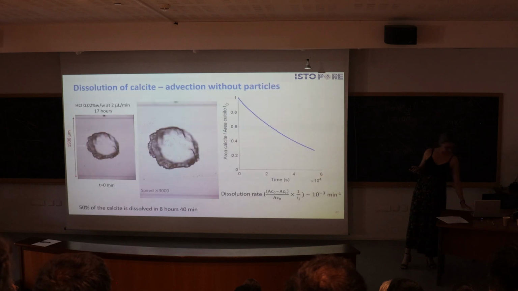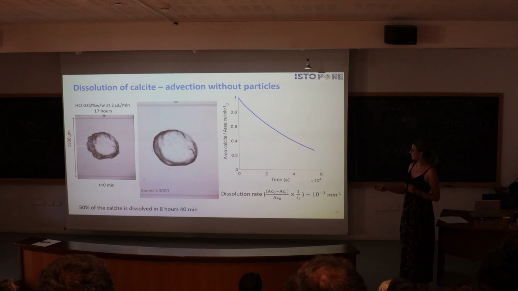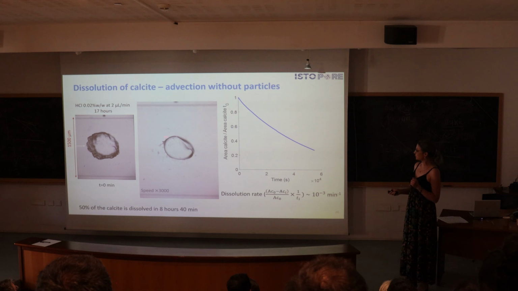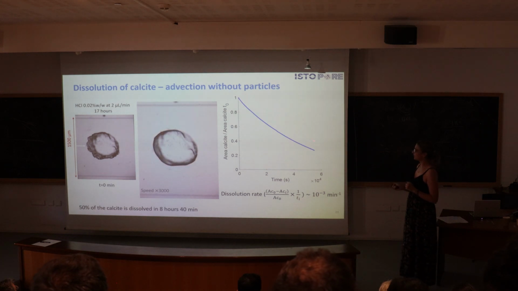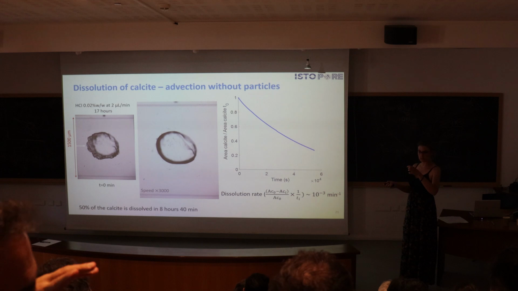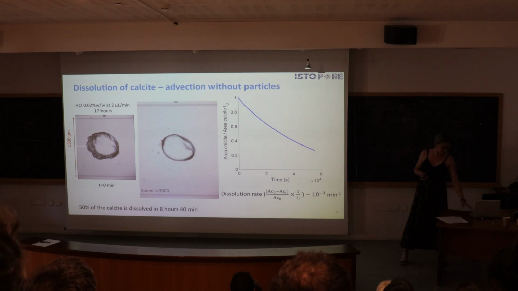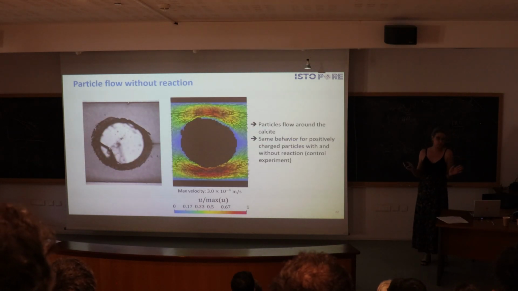So first what I'm showing is the case where we have no colloids, so just the dissolution of the calcite with time. We always use the same concentration of acid and always the same flow rate. If we have no colloids, this is the dissolution of the calcite for 17 hours. And from this kind of experiment, we can measure dissolution rate by looking at the area of the calcite with time.